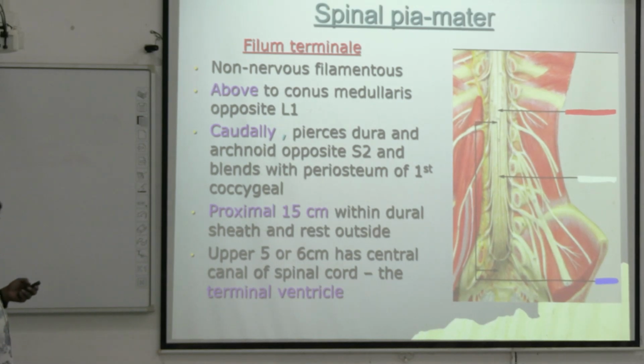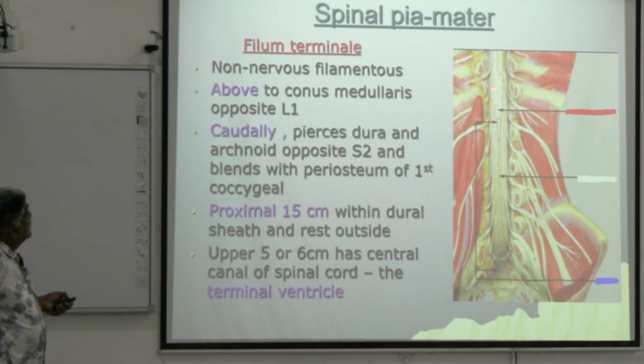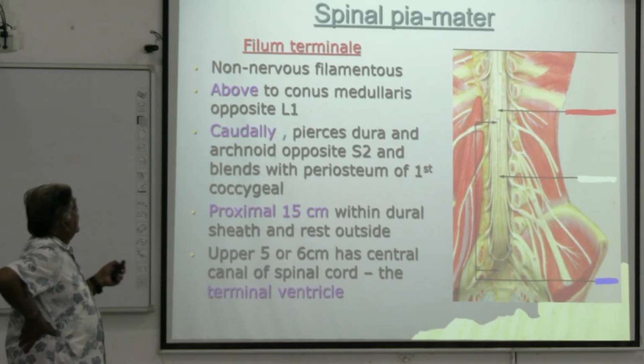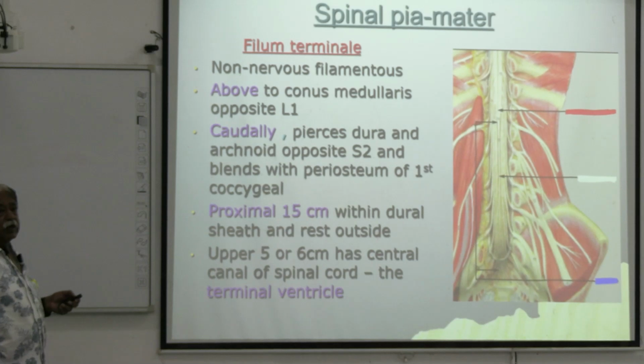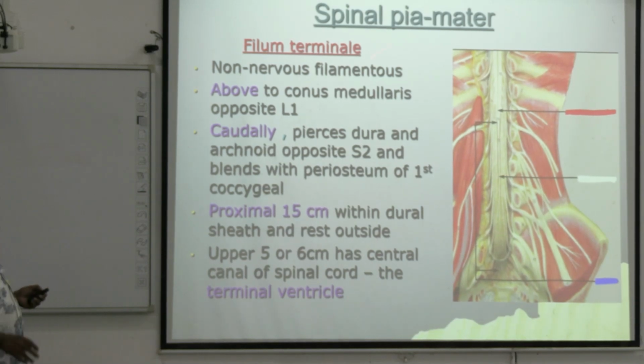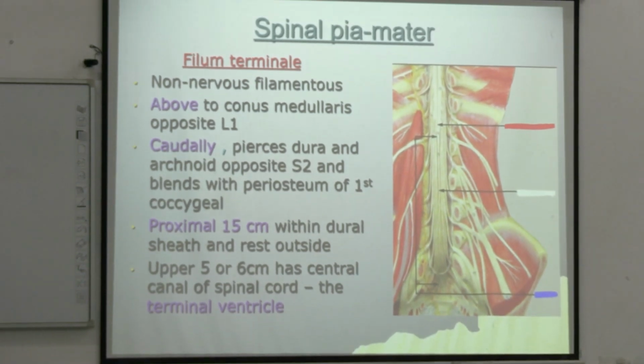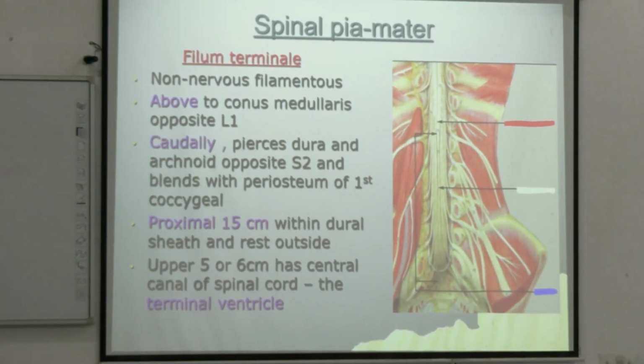Now, spinal pia mater. Filum terminale, non-nervous filamentous. There are no neurons in it. It is above the conus medullaris, opposite L1. This you have to know, filum terminale. Even when you are doing gross anatomy, if you are asked to hold the spinal cord, the examiner will definitely question you on filum terminale. And a short note on filum terminale.